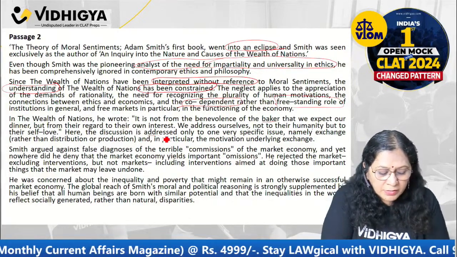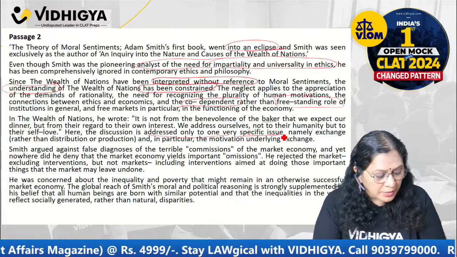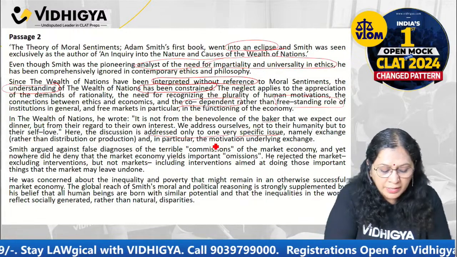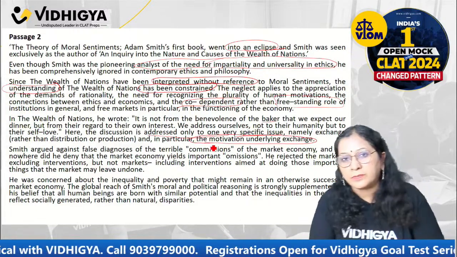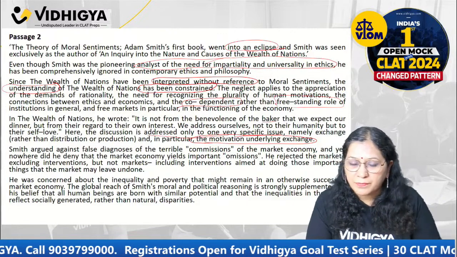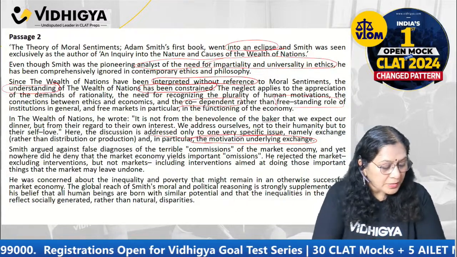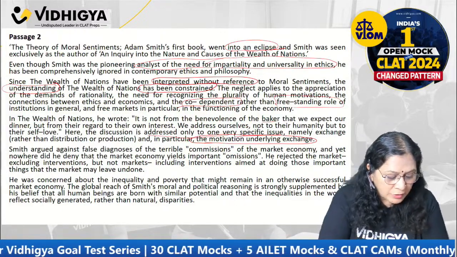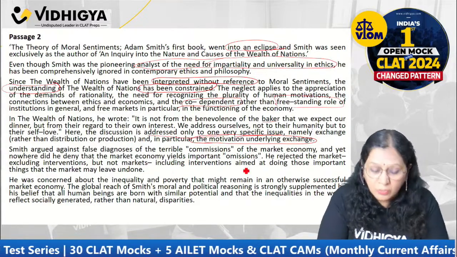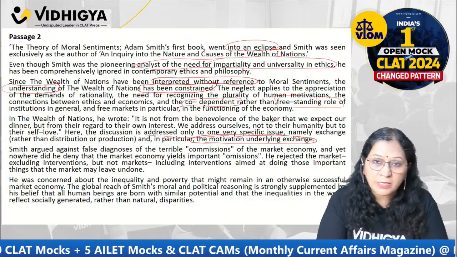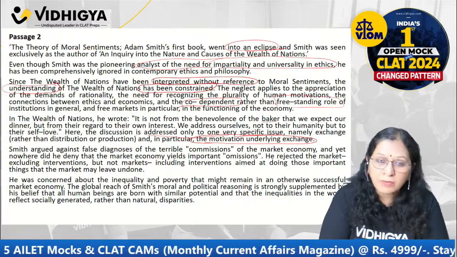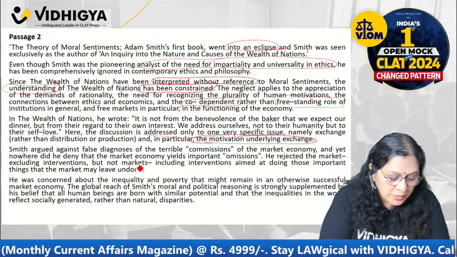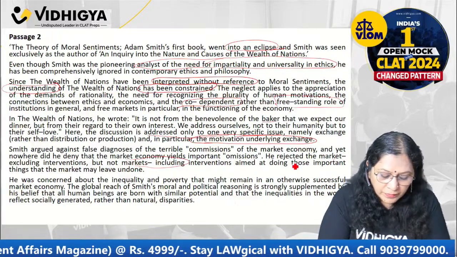Here the discussion is addressed only to one very specific issue, namely exchange rather than distribution of production, and in particular the motivation underlying exchange. Why are the people exchanging goods, exchanging services? Why? Both of them need it. So Smith argued against false diagnosis of the terrible commissions of the market economy, and yet nowhere did he deny that the market economy yields important omissions. He rejected the market excluding interventions, but not markets including interventions aimed at doing those important things that the market may leave undone. So markets including interventions will be there, and what did he reject?